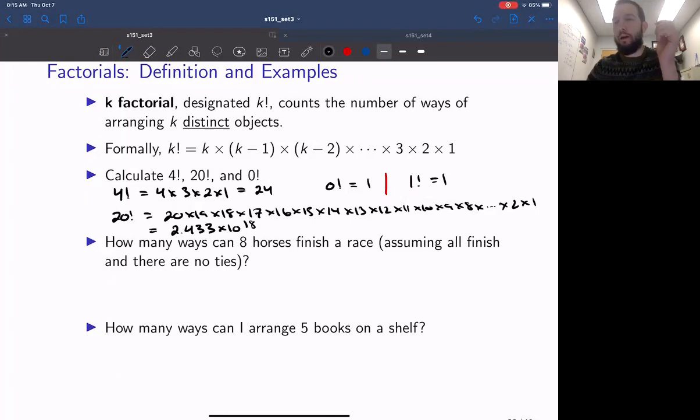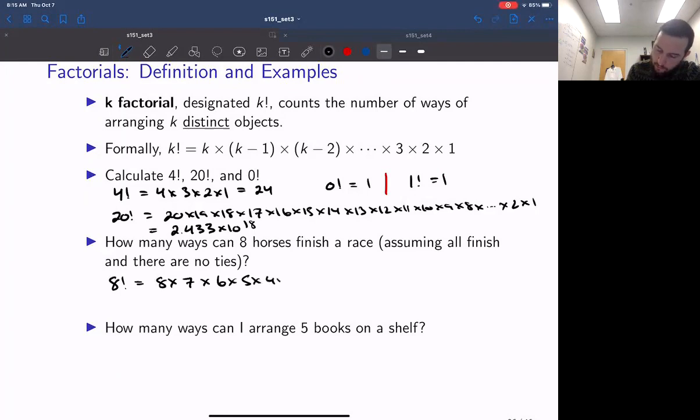Okay, right, so we can use a factorial to determine how many ways we can order objects in a straight line. So if you think about horse racing, you have 8 horses running across the finish line. Assuming there's no ties, a factorial would count all the different arrangements of how those horses could cross the line. So the number of ways that 8 horses can cross a finish line is 8 factorial, 8 times 7 times 6 times 5 times 4 times 3 times 2 times 1, which is going to be 40,320.